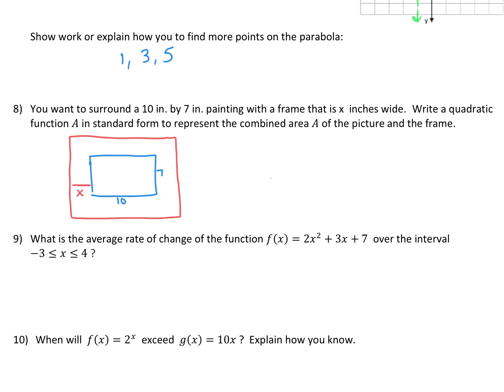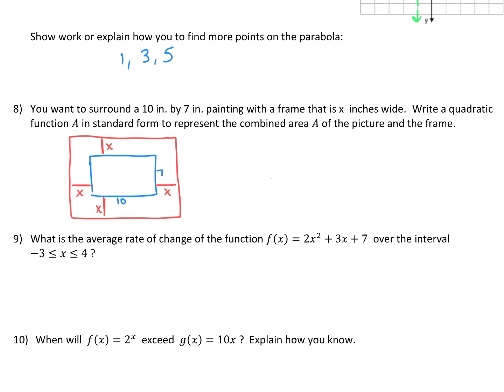So it'd be X inches over there, X inches there, and then same thing up here. That's X inches, and that's X inches. So find the combined area of the picture and the frame. The combined picture and frame is a rectangular shape, so the area is going to be length times width. So we have to find the new length and the new width of this framed painting, and then we can find the area. We will just multiply them together.